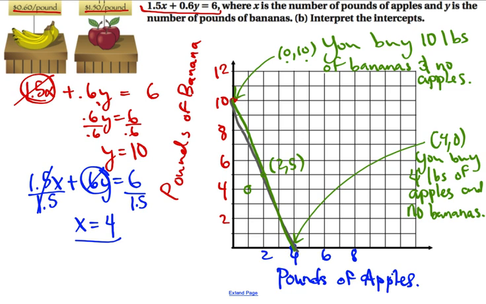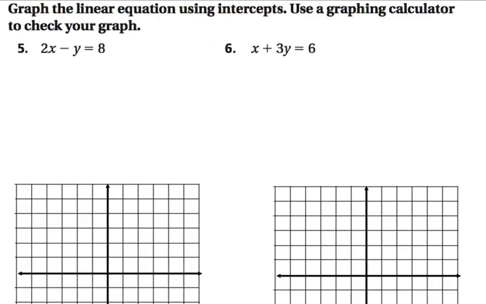Now another important thing to point out here, mathematically, this line does continue in both directions. But this stuff doesn't make sense because it would have you buying a negative weight of apples. They don't sell negative weighted apples. All apples have positive weight. So you can't buy a negative weight of apples.